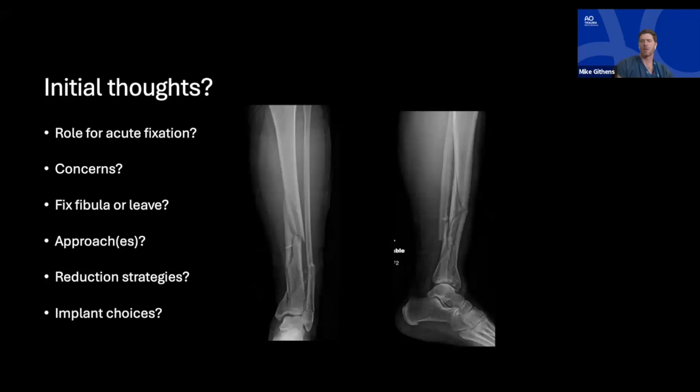I like it. I like the controversy, and I don't think that there's a right answer. And I'll tell you what I decided to do was external fixation for the plafond.